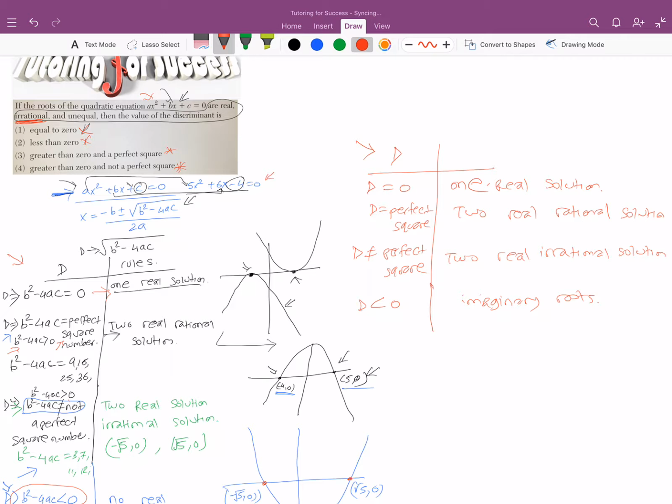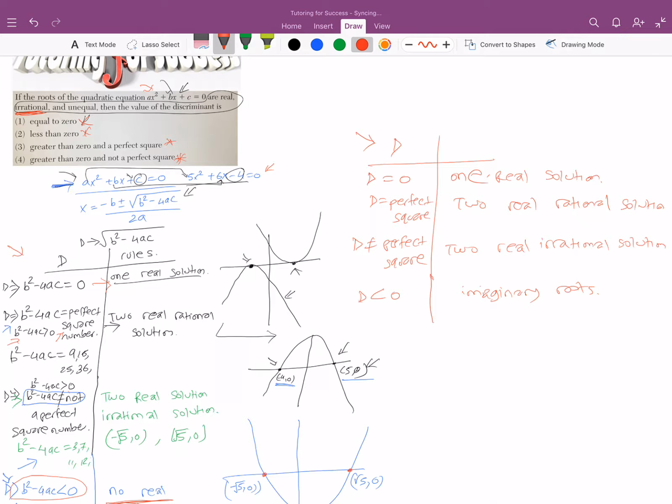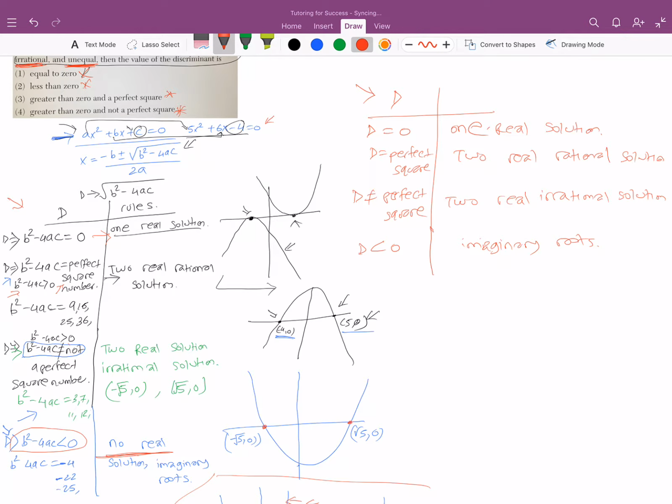And I know some of you observed the content, and it said unequal, right? Okay, I left that part out, but it doesn't really matter. Once you have irrational, and it's actually unequal roots, that is only happening when you have this condition where b squared minus 4ac is greater than 0, but is not a perfect square number. So your answer is 4.